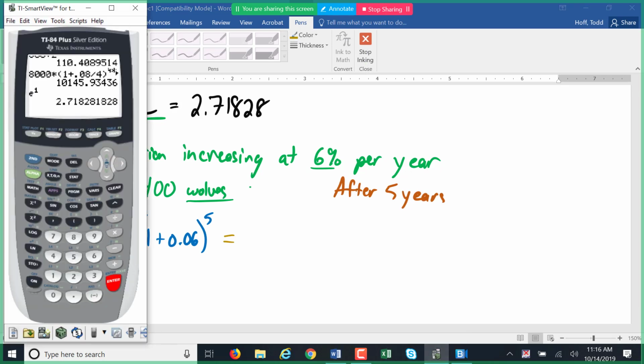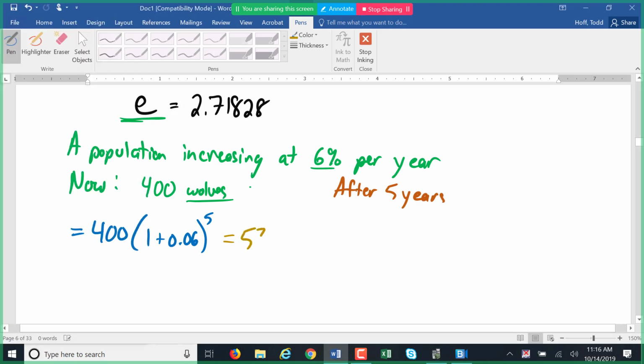I'm going to leave the decimals on this, even though they're not real, they're kind of meaningless when we're talking about lives. Then we get 535.29. That's between 535 and 536 wolves we'd expect to have in 5 years.